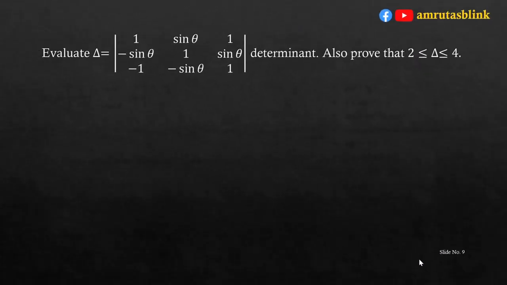Evaluate delta is equal to the determinant with rows 1, sin theta, 1; minus sin theta, 1, sin theta; minus 1, minus sin theta, and 1. This determinant you need to evaluate and also prove that 2 is less than equal to delta less than equal to 4. That means initially we need to find out the value of delta and we also need to prove that this value lies in between 2 and 4.